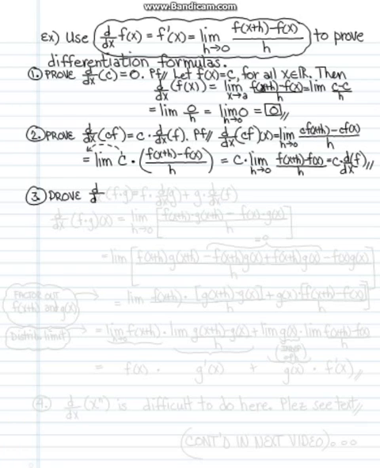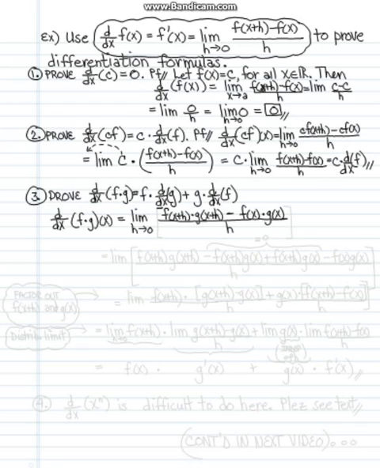Prove the derivative of a product f times g is equal to the function f times the derivative of the second function g, plus the function g times the derivative of the first function f. That's kind of strange, but at least it's symmetric. Let's see if it's true. This one's a little long. The derivative with respect to x of the product f times g of x by definition is equal to the limit as h approaches 0 of f evaluated at x plus h times g evaluated at x plus h minus f of x times g of x over h.